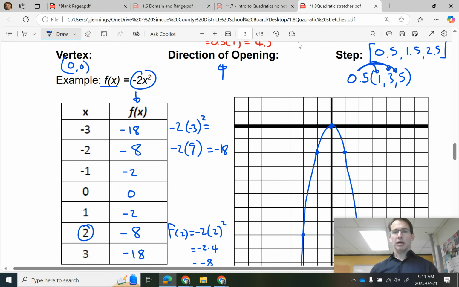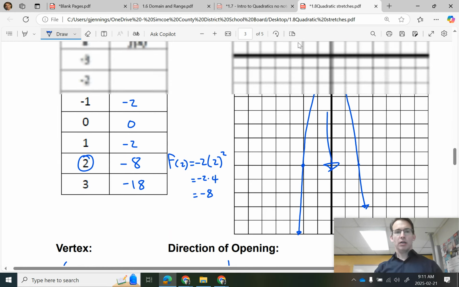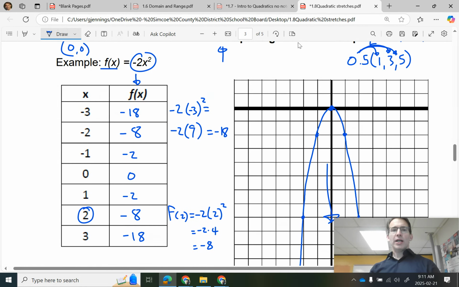Okay. So now we notice, hey, our direction of opening is now downwards. Our vertex is still 0, 0. So none of these stretches, none of these numbers that we're multiplying the function by, have changed the position of the vertex. But now we've seen they can change the direction of opening. What is it about this number minus 2 that made it open downwards? Is it the 2 or is it the negative?